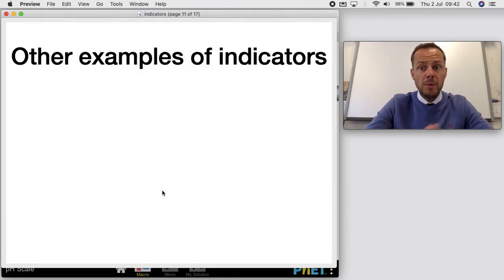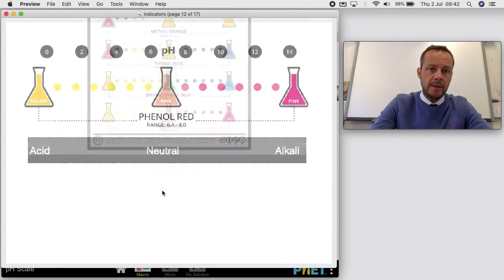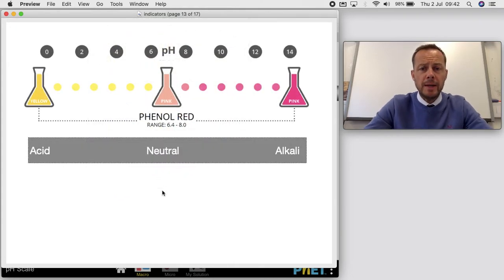Now, there are loads and loads of other indicators. So here's a poster just showing all the different indicators, and I'll quickly whiz through these. For this, all you need to know is be able to give an example or two of some other indicators. So if we look at phenol red, it is a little bit like litmus in that it will only change colour to show an acid or an alkali, and it won't show us the strength of the colour change.